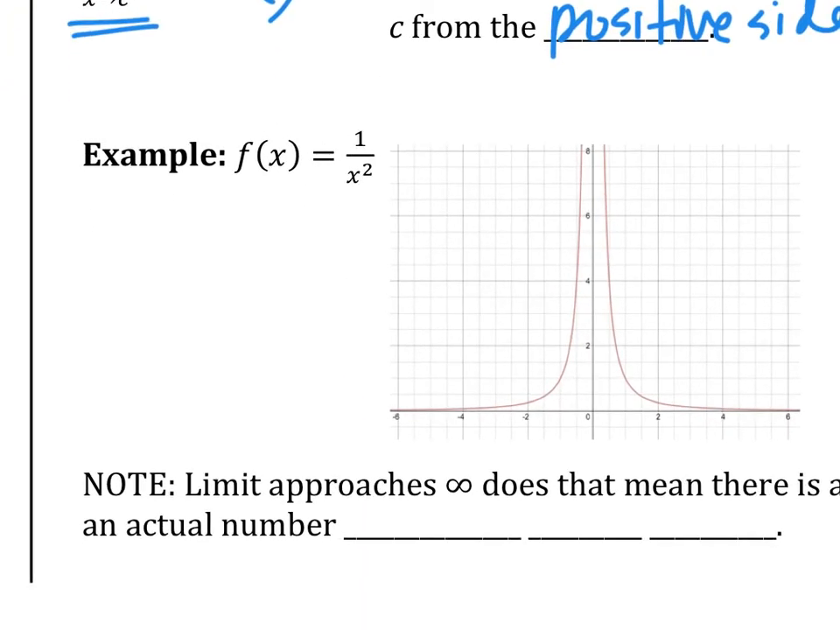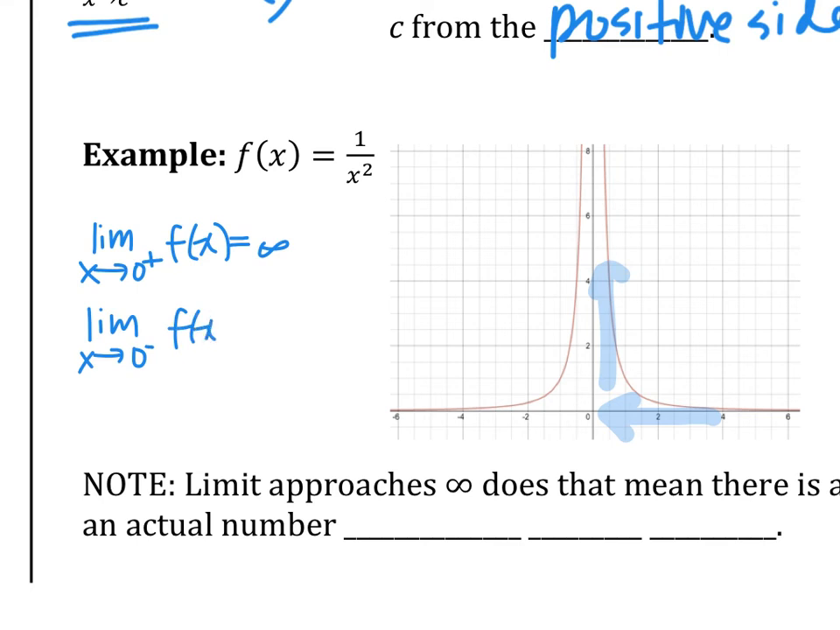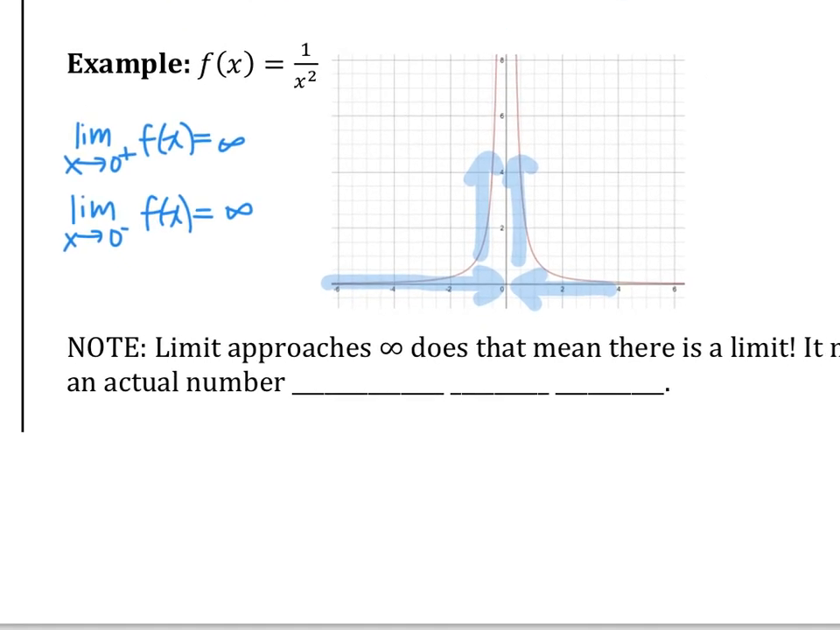Now let's look at this one. This is the second example. The limit as x goes to 0 from the positive side, where is y going? As x is going to 0 from the positive side, y is going up, so we're going to say infinity. And then the same thing, the limit as x goes to 0 from the negative side, where is y going? As x goes to 0 from the negative side, you can see that y also goes up, so we're going to say infinity. Now, there is a note on this.